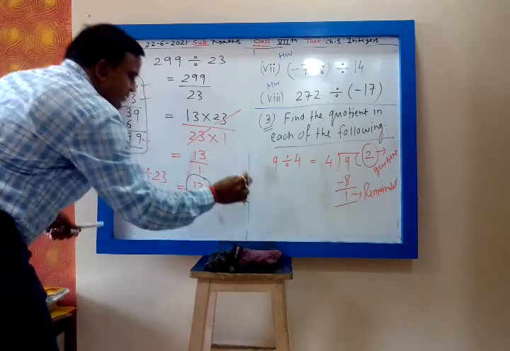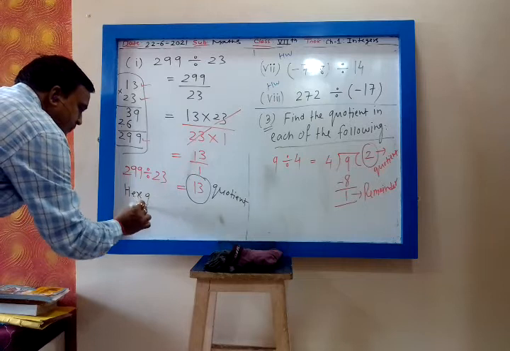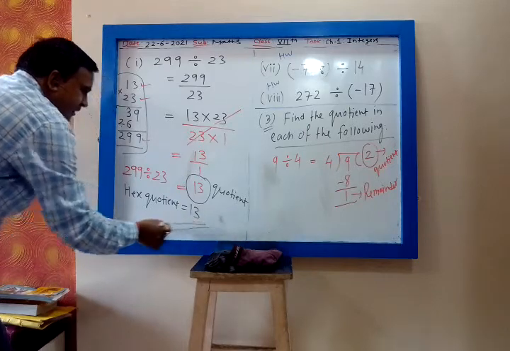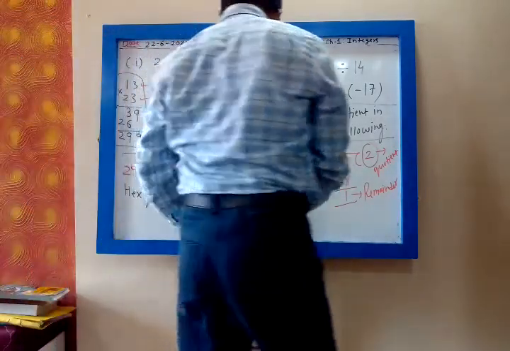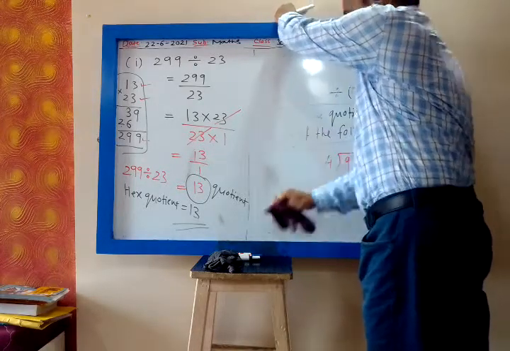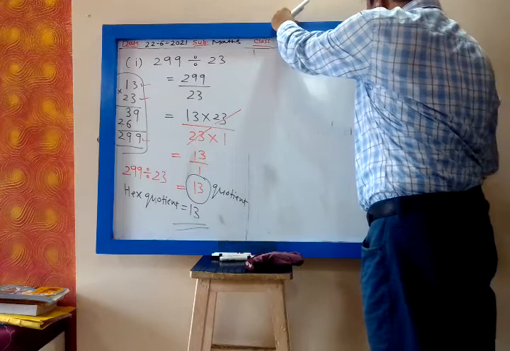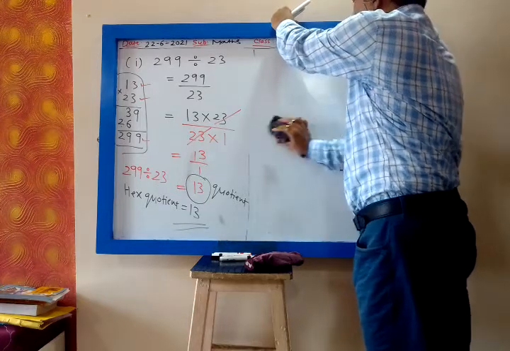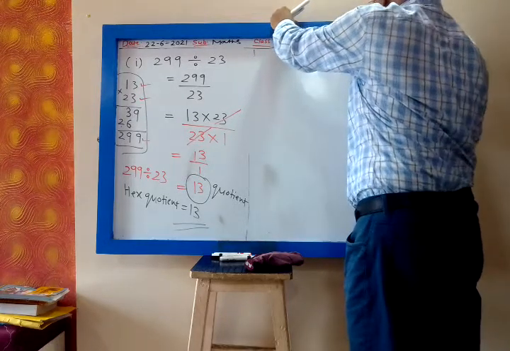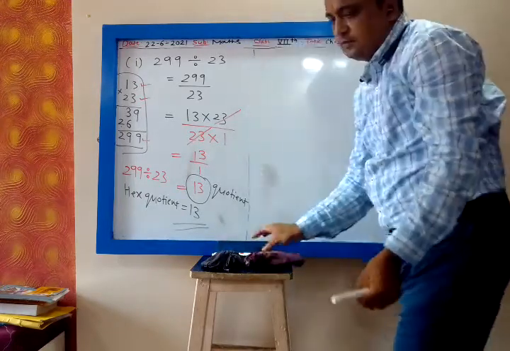After division, whichever number is left, that number is called my quotient. So here the quotient is 13. This number we get after division. So the number which you get after division is known as quotient. Is it clear? Is it clear to everybody? Yes. So we get after division the number 13. So 13 is my quotient.